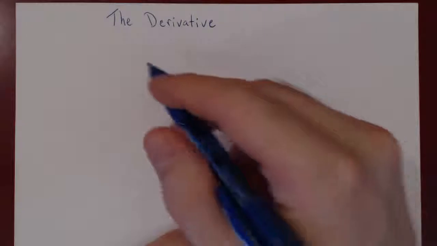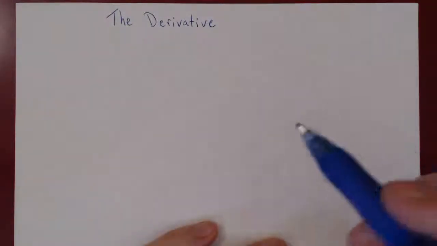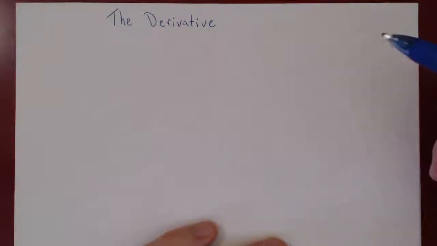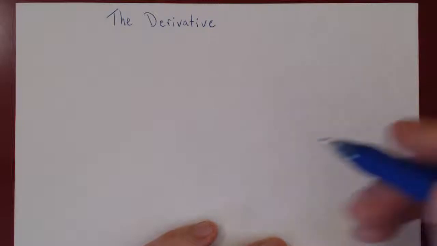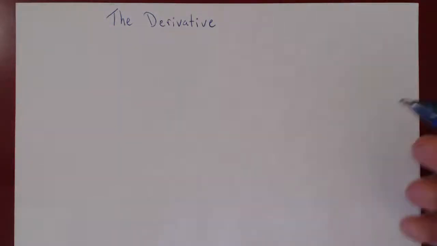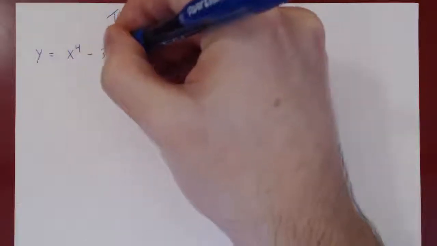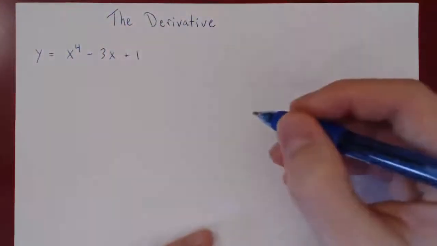Okay, so in this video, we want to review the derivative of a function, and especially looking at functions that are not necessarily functions of x, but functions of other variables. So suppose that, and we'll look at a few examples of functions that are maybe functions of x, functions of y, functions of s, t, r, and so on. So suppose that y is the function, say, x to the 4 minus 3x plus 1.